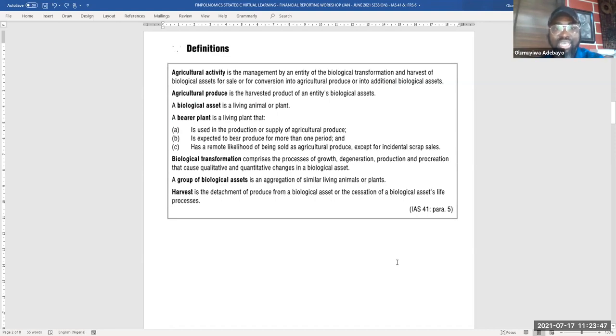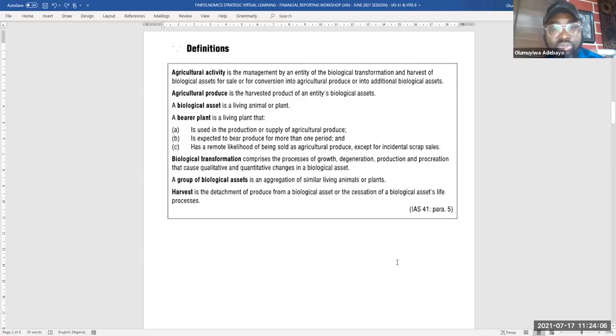Do you understand? What it means is that it's not a tree you plant with the sole purpose of cutting or selling the way it is. Rather, it is a tree that is planted, nurtured, and cultivated to a level where it starts to bear fruit that is harvested as agricultural produce.